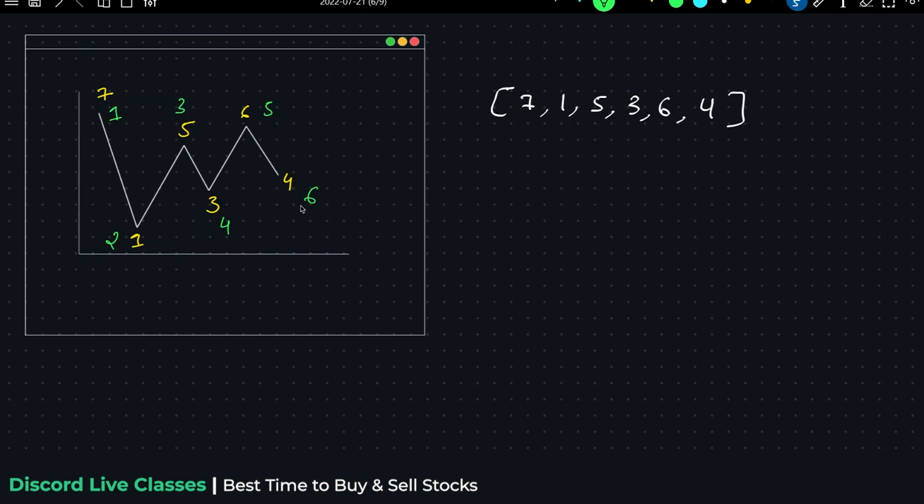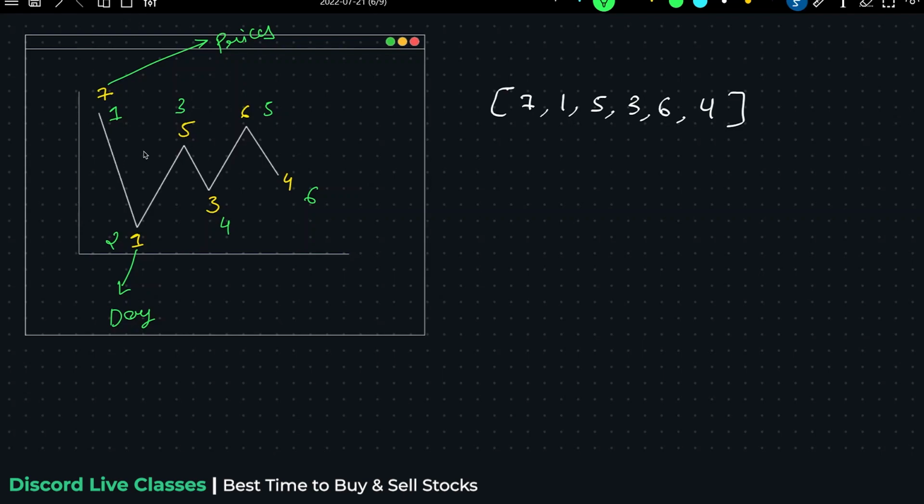Sixth day is 4. We have given this 3 days, 6 days. Okay, so remember this thing. Blue represents your prices, yellow represents your days in this graph. Don't confuse these. Okay, cool. Now tell me one thing.